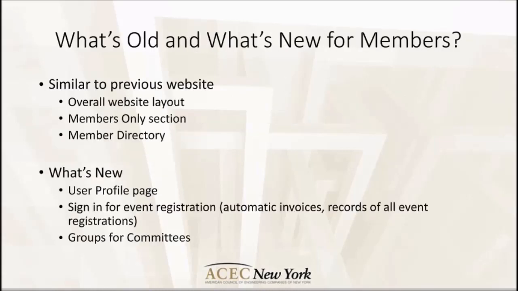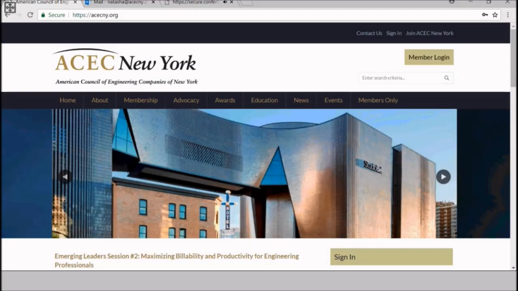So what's old and what's new? We know our members are busy, so we wanted to make the transition as easy as possible. The layout of the website is very similar to the old website. The menu selections are generally the same. Members still have access to minutes and important organization documents on the members-only section. We also have an online member directory, which is available to both members and the public. Members can still edit their firm's directory profile, which is still tied to the main contact for the firm or branch office. So I'm going to take you on an actual tour of the website itself.